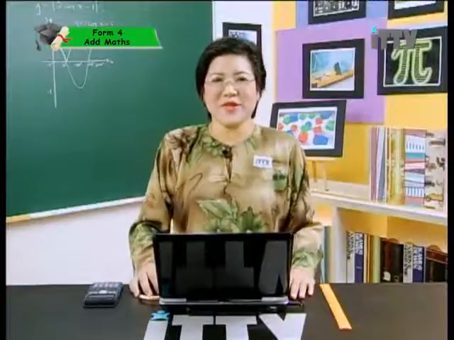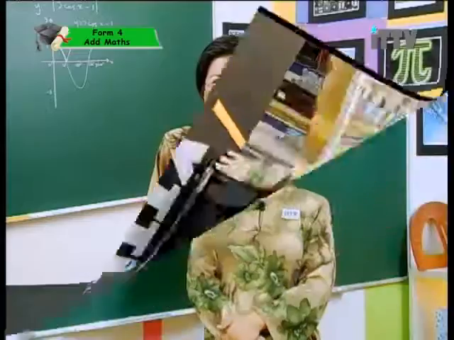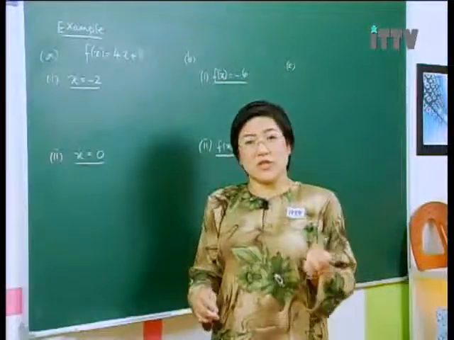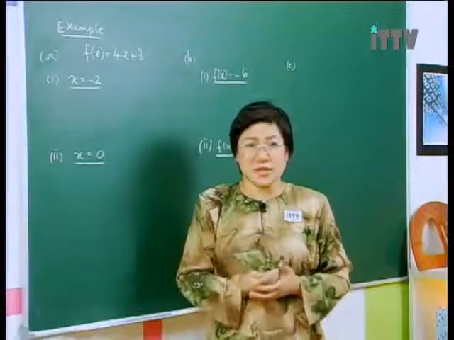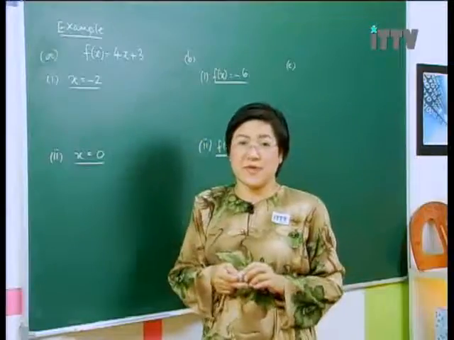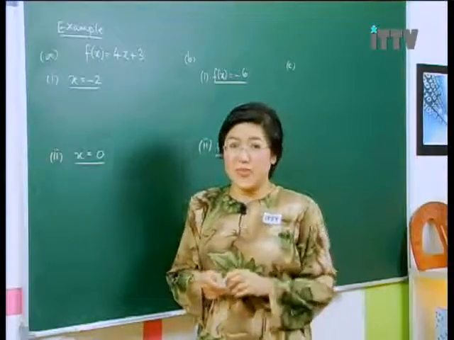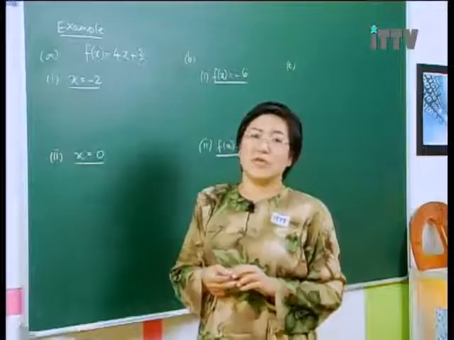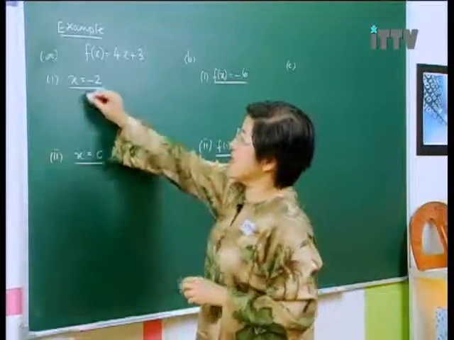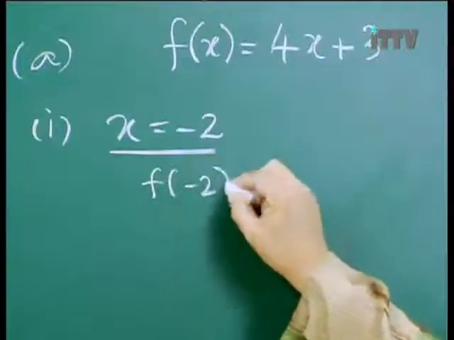Let's go over to the board now and work this out together. In part A, we are learning how to use the object in order to find the image, and we do this by substitution. So in part 1, x is given as the value of negative 2. That's the object. So to find the image, we'll replace negative 2 into the function f of x. Hence, we get f of negative 2.